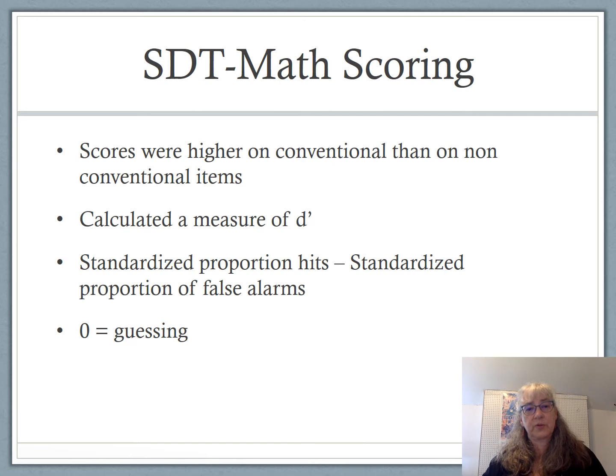Overall, we found that scores were higher on conventional than on non-conventional items, and that there was some evidence that at least some of the time children were guessing. So we calculated a measure of D prime, which, as I'm sure you know, is the difference between the standardized proportion of hits, that is, correctly accepting conventional items, minus the standardized proportion of false alarms, which is incorrectly calling a non-conventional item conventional. The D prime measure, therefore, if it's around zero, suggests that the children are guessing.